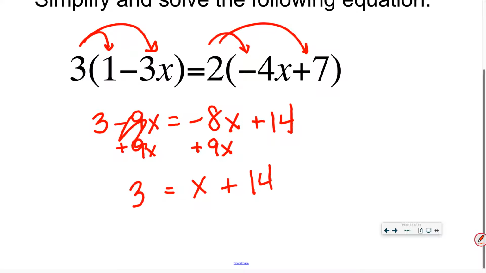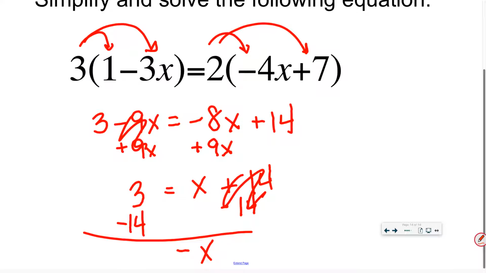Now, at this point, how would you solve for x? Jamie? I subtracted 14. You subtracted 14, so what did you have to do to the other side of the equation? And then you have to subtract 14. So I'm going to rewrite again. I have an x on the right side of my equation, and what's on the other side? Negative 11. So my solution here is negative 11.